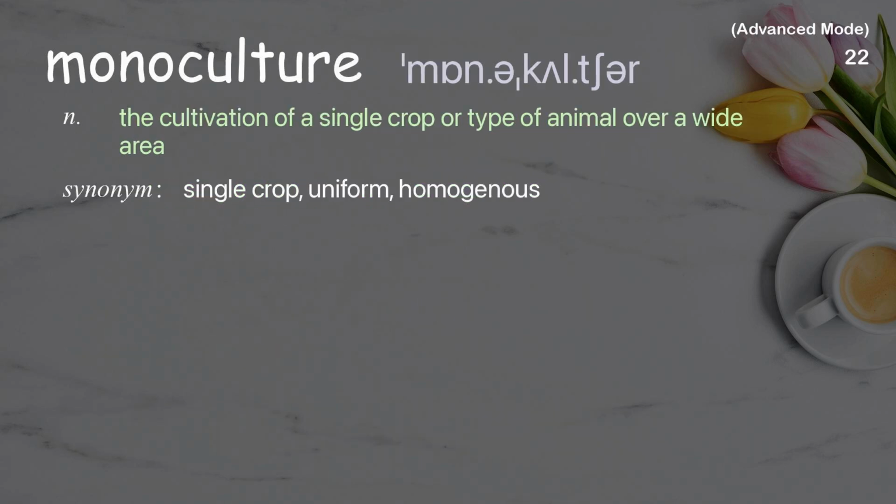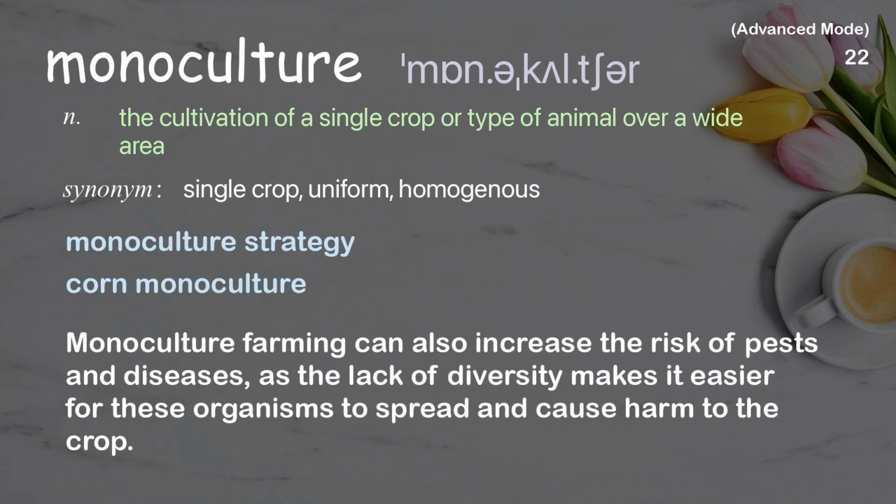Monoculture. The cultivation of a single crop or type of animal over a wide area. Examples: monoculture strategy, corn monoculture. Monoculture farming can also increase the risk of pests and diseases, as the lack of diversity makes it easier for these organisms to spread and cause harm to the crop.